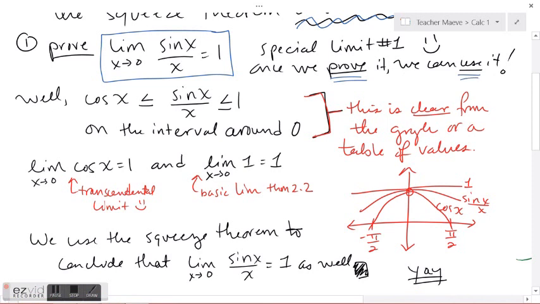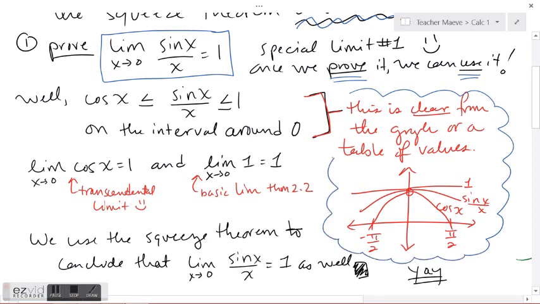Well, the cosine of x is less than or equal to the sine of x over x, which is less than or equal to 1. This is clear from the graph or a table of values, either one you want to use. So here's my little graphs. The cosine of x is clearly below the sine of x over x. It's clearly below 1. You can look in the textbook when they give you these special limits if you'd like more information on how we got that inequality.